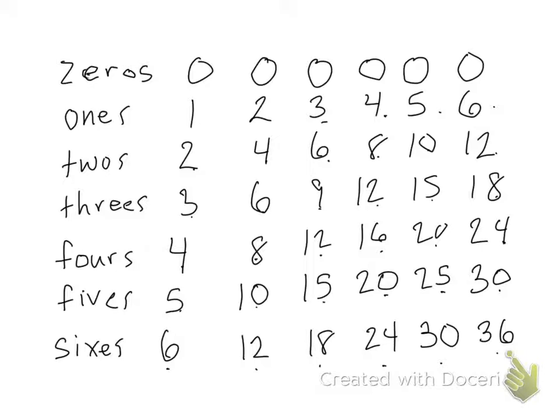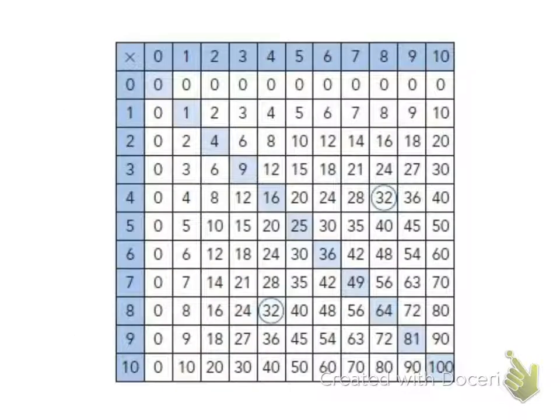This pattern is sometimes called a multiplication table. And a multiplication table usually lists the first 10 or more multiples of whole numbers. So this one goes from 0 to 10.